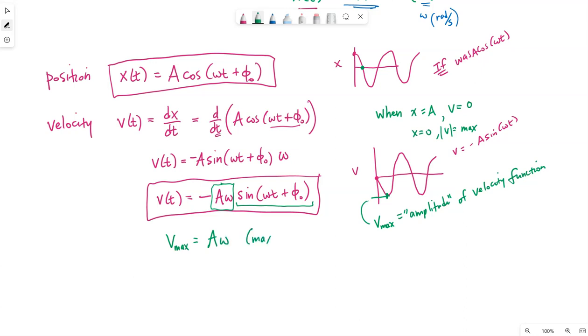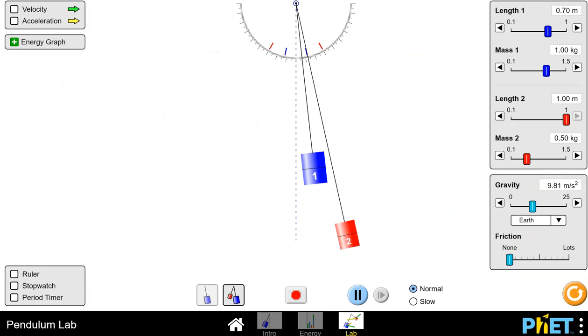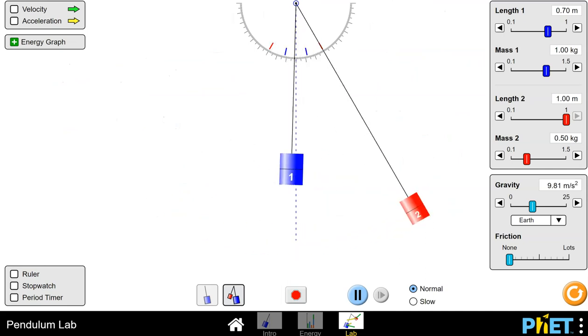So this is the maximum speed. If you remember, velocity is just how fast and in what direction. So the maximum speed is the same whether we're talking about it being in a positive direction or a negative direction. The speed is maximum when the mass is moving through equilibrium, which hopefully makes sense. So let's jump back over to our oscillating systems.